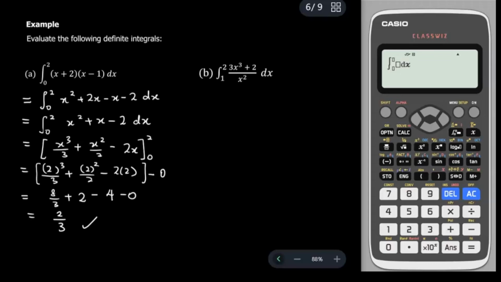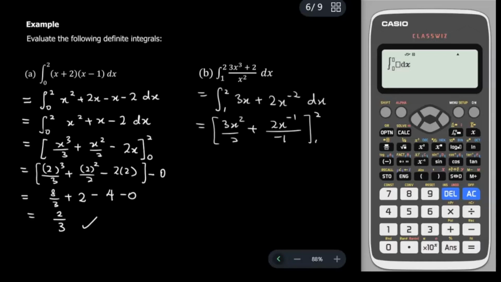For question B, first we need to simplify this expression. So here from 1 to 2, 3x cubed over x squared is 3x, and then plus this one, 2 over x squared, which becomes 2x to the power negative 2 dx. So now we can start to integrate. So to integrate 3x will be 3x squared over 2. And then you integrate 2x power negative 2, so negative 2 plus 1, you get negative 1 over negative 1, and then from 1 to 2.